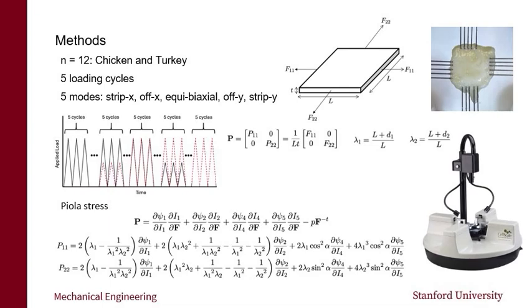We conducted biaxial tension tests on samples of chicken and turkey skin using a planar biaxial testing system. Each test involved varying displacement ratios in the x and y directions, resulting in maximum principal stretches at angles ranging from 0 degrees to 90. From the collected force and displacement data, we calculated the PK1 stress.